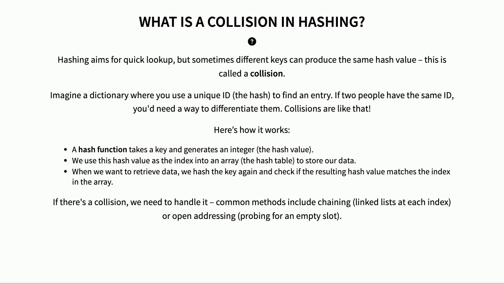Okay, so hashing is all about quickly finding things in a data structure. The goal is that each key gets assigned a unique spot. But here's the thing, it's possible for two different keys to end up with the exact same address. That's a collision.